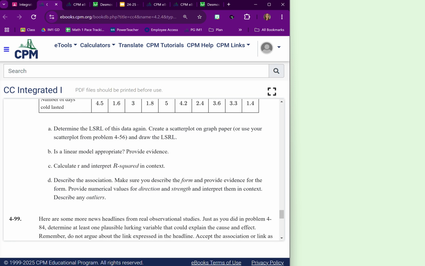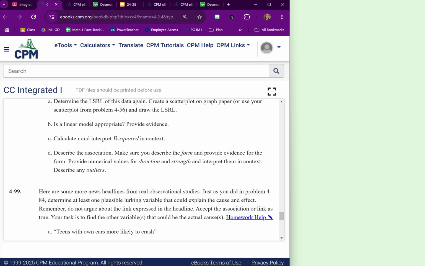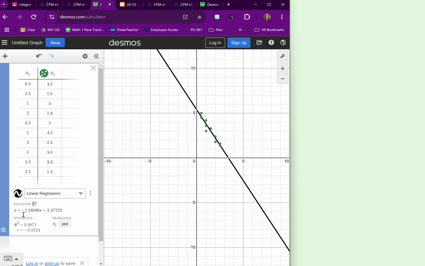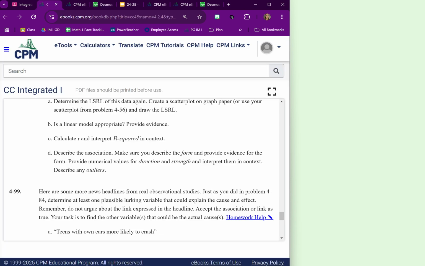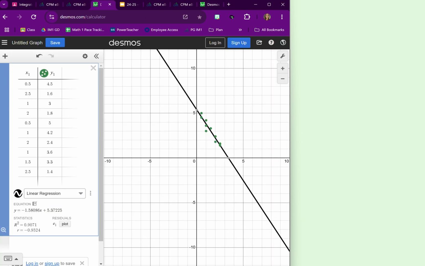Describe the association. We should talk about form. The form is linear. Direction is negative. You can see that from the slope. The slope is negative 1.5. This is a negative sloping line. And the strength is strong because the R value is close to -1. I don't see any outliers in our graph.